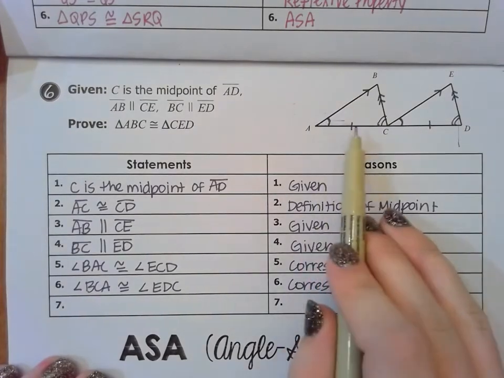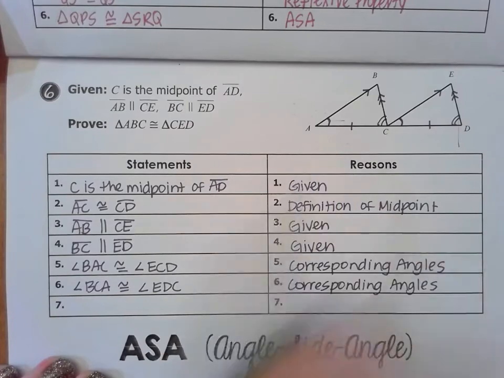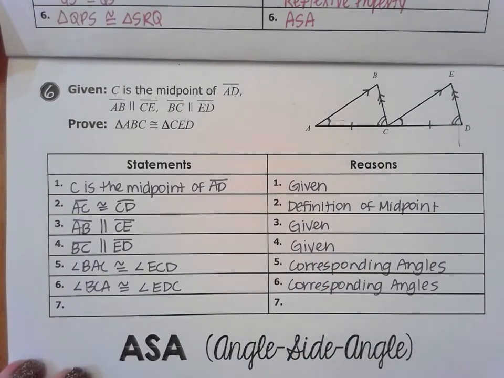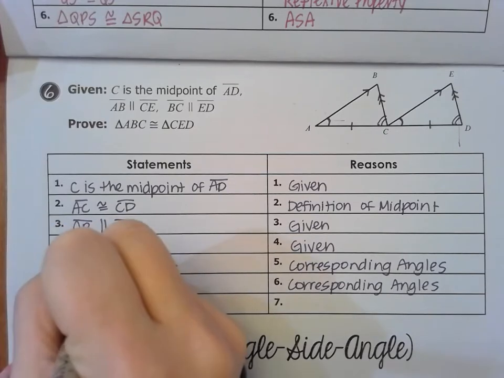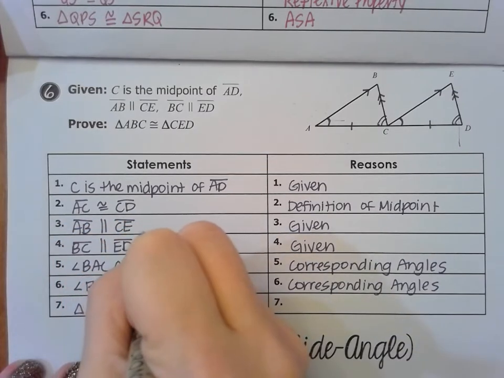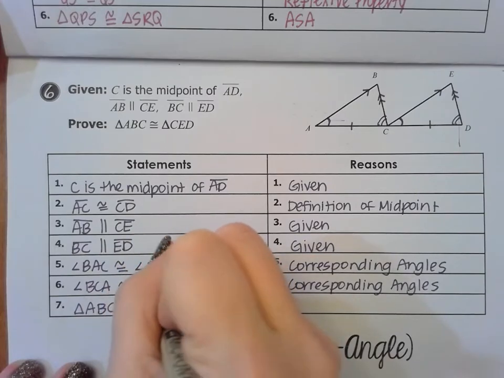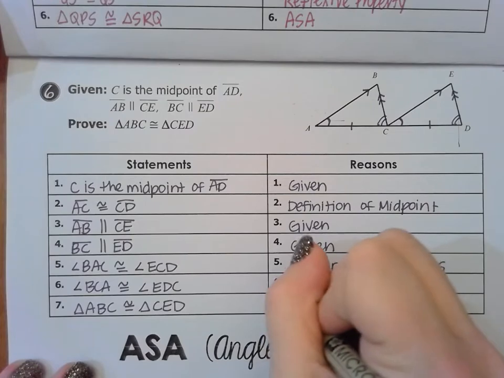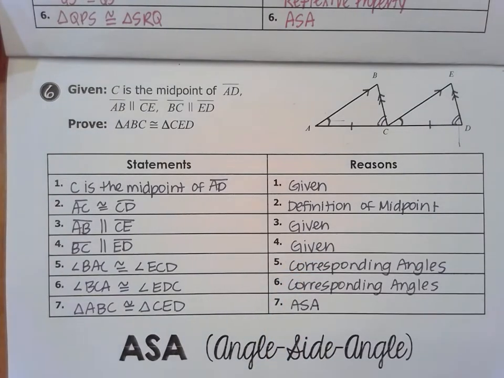Since we have angle, side, angle in that order all touching, we know that these two triangles are congruent by the angle, side, angle postulate. So triangle ABC is congruent to triangle CED by angle, side, angle.